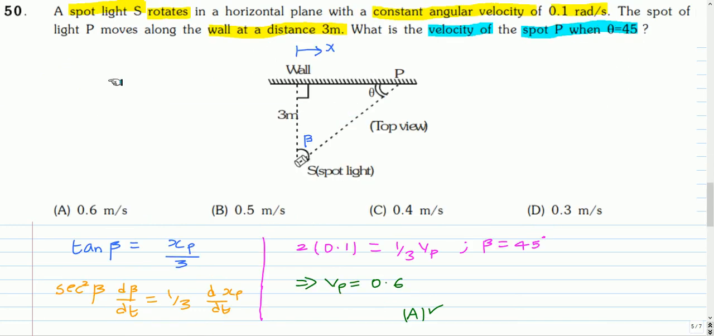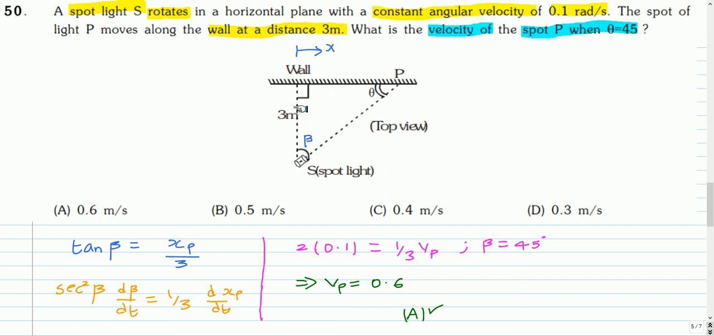This is the next question. A spot of light S rotates in a horizontal plane with constant angular velocity 0.1 radian per second. The spot of light P moves along the wall at a distance of 3 meters. What is the velocity of the spot P when theta is 45 degrees?